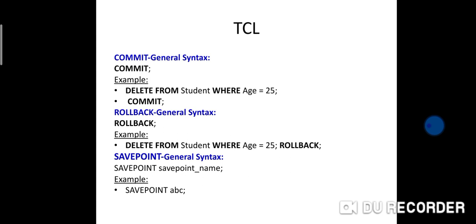Then we go for rollback. Rollback means it rolls back the transaction if an error occurs. So the example is DELETE FROM student WHERE age is equal to 25. On the next line we write ROLLBACK. So it reverts the transaction.